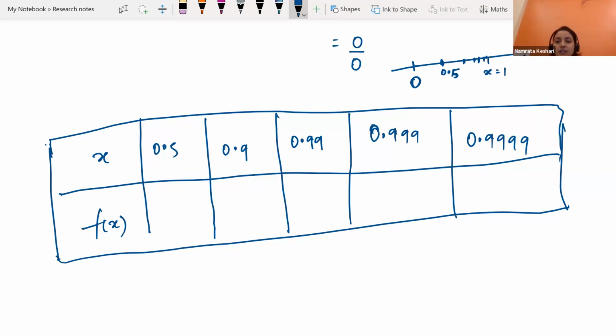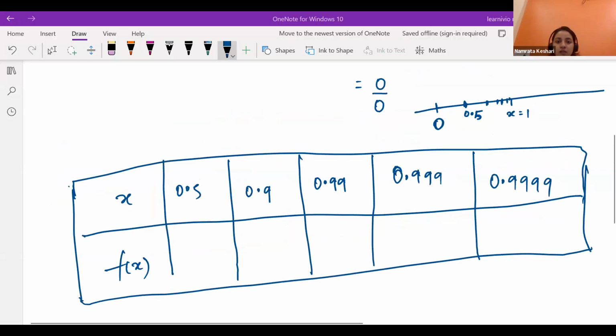Okay, let's check it. We need a calculator for that. It's not something we need to learn over here. This simplification we are not going to discuss here. The calculator will be used. Let me open the calculator.